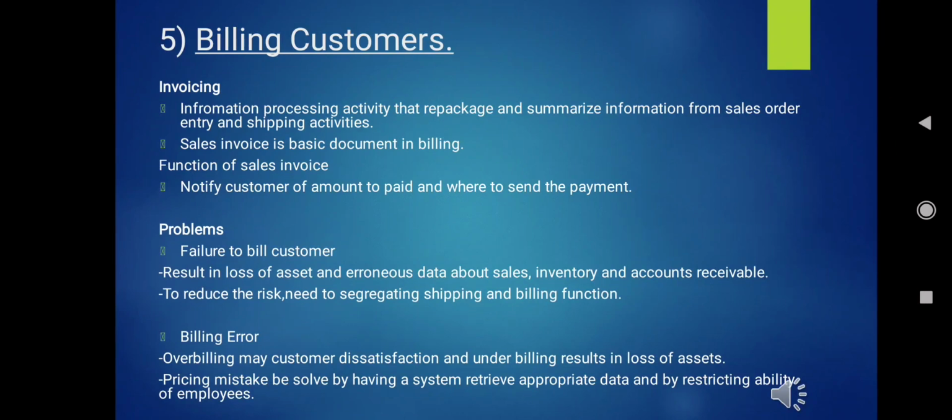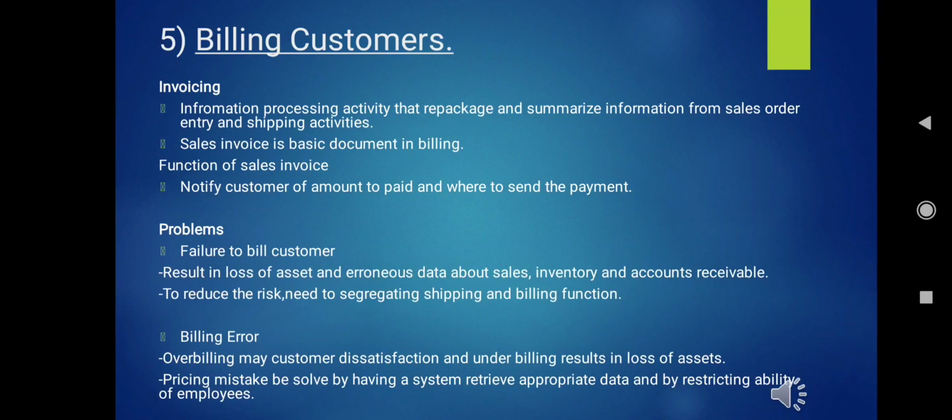The problem that can be caused by the invoice is the failure to bill customers, and that will result in loss of assets and erroneous data about sales and inventory, and also accounts receivable. To reduce the risk, we need to segregate the shipping and billing functions.